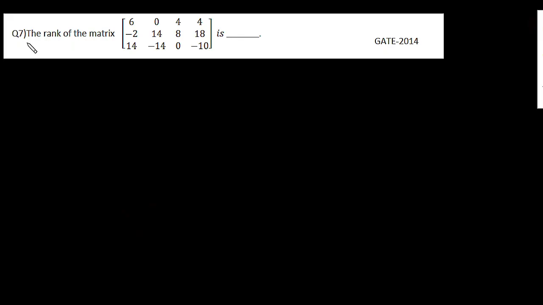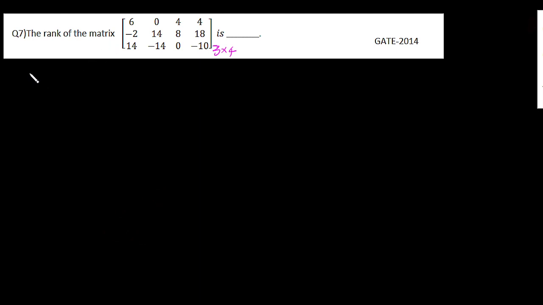Okay, let's solve question number 7. Question 7 says, the rank of the matrix. We are given a 3 cross 4 matrix, and they are asking about the rank of this matrix. So first of all, let's reduce it into echelon form by some row operations.